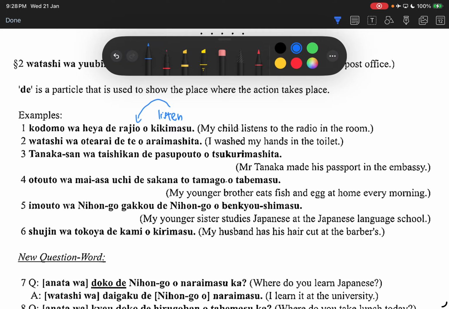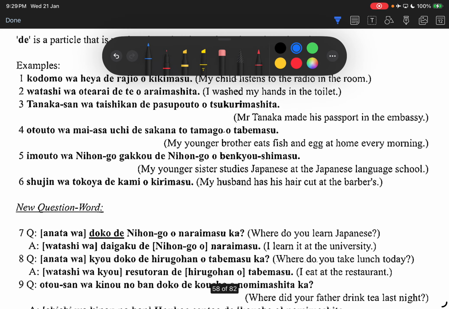Right? So 日本語学校で勉強します means I study at Japanese school, instead of saying I study Japanese language at Japanese school. So you can skip the 日本語を勉強します. You can skip the 日本語を.